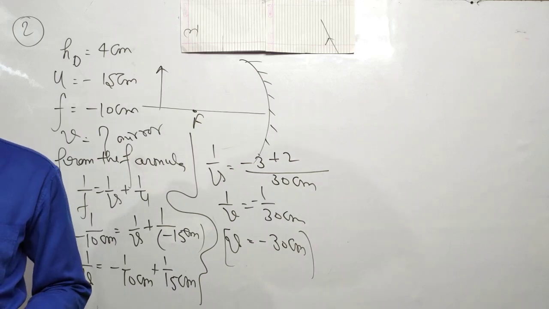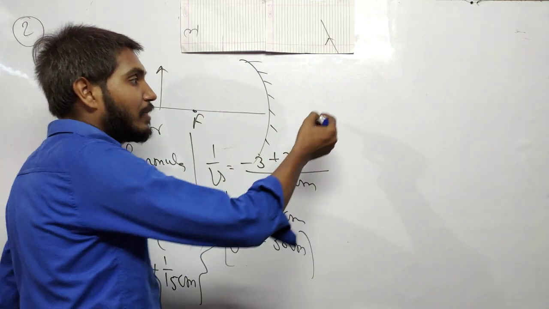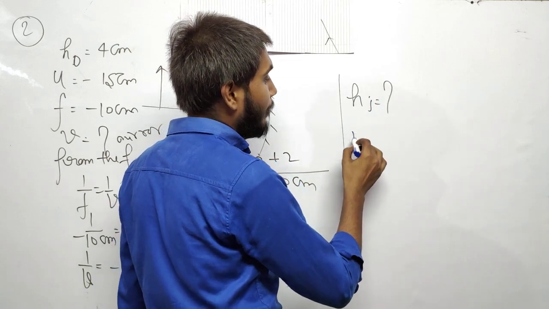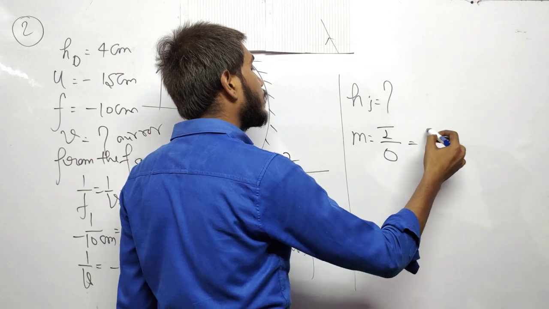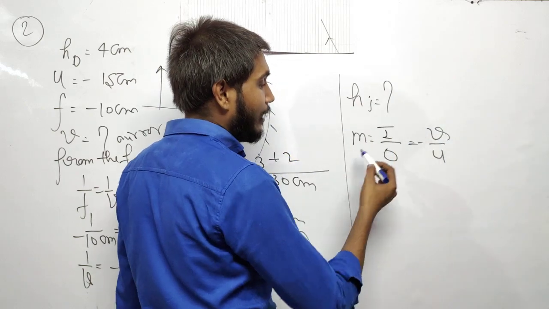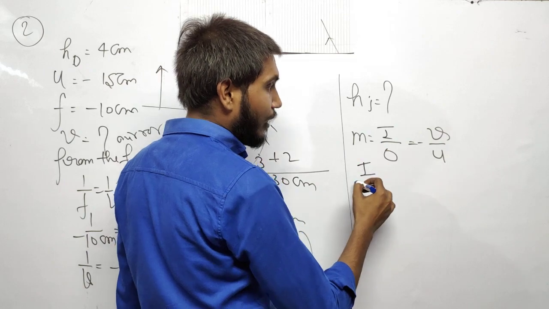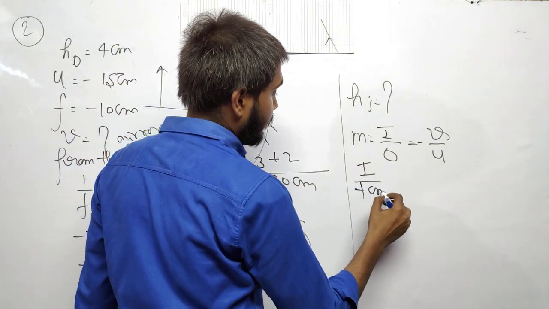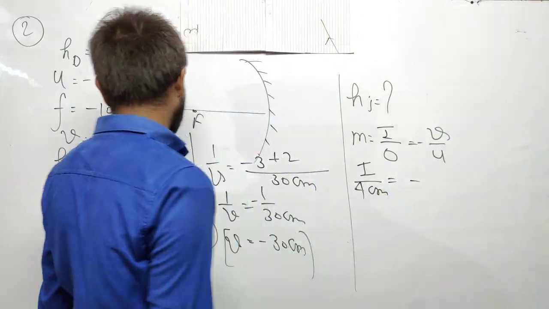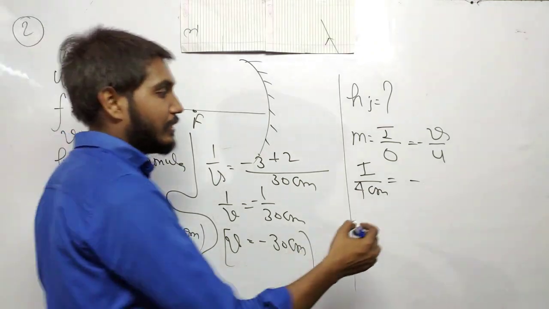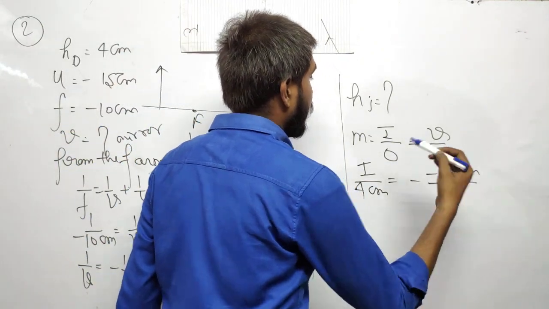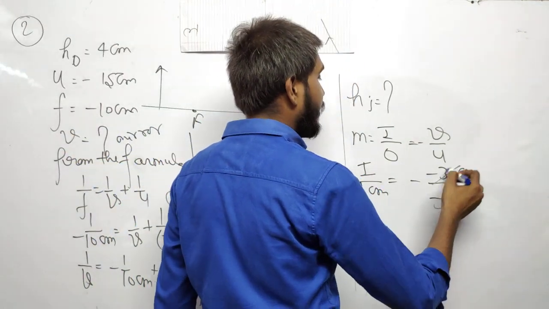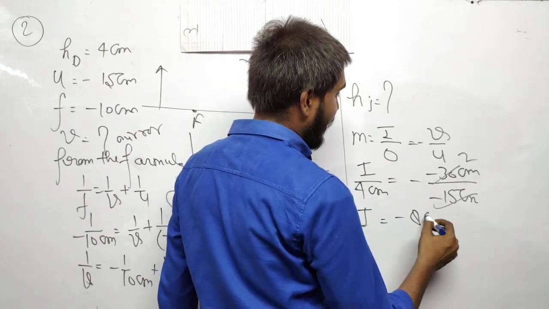Yes. And also the question asks: calculate the height of the image. Height of the image is also asked. So you know very well M is equal to I/O is equal to minus V/U, with minus sign. So I, you will calculate the image size. Object is provided 4 centimeter, minus V. V's value is coming minus 30 centimeter. U value is minus 15 centimeter. 15 2s are 30. So I is equal to minus 8 centimeter.